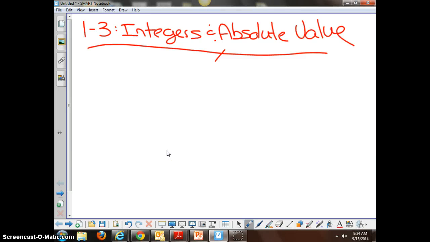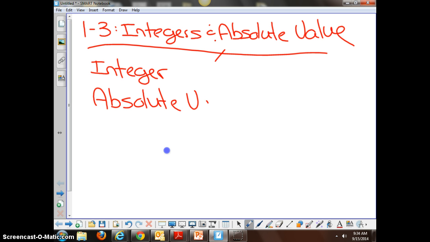Students, today 1-3 we're going to look at integers and absolute value. It is extremely important that you understand what an integer is and what absolute value is. I know we've talked about the importance of vocabulary and that you're going to have vocabulary quizzes often, but in order to complete this lesson you need to know exactly what the definition of an integer is and exactly what the definition of an absolute value is.